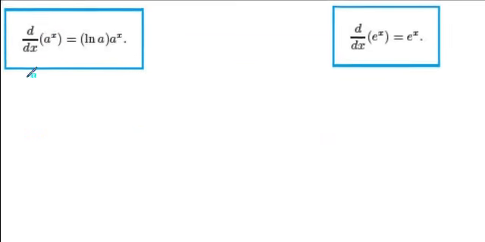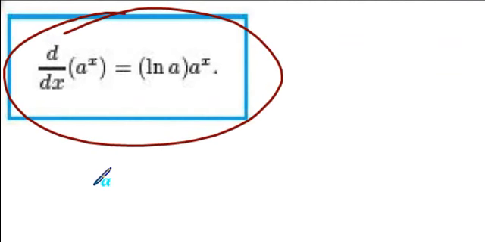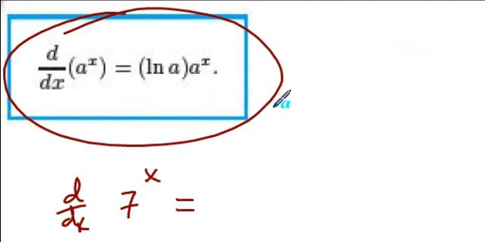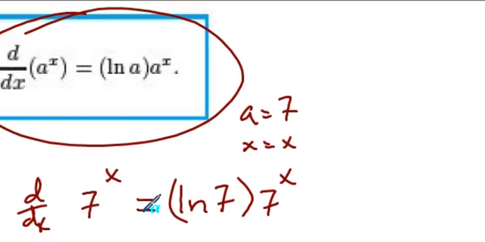Alright, so first of all, we're going to talk about the derivatives of exponential functions. So let's talk about that first one. We wanted to find the derivative of 7 raised to the x. According to this rule up here, the shortcut rule, my a value is going to be my 7, and obviously my x is going to be x. So it comes out to being ln of a, or in this case ln 7, times 7 to the x, and that is my derivative.